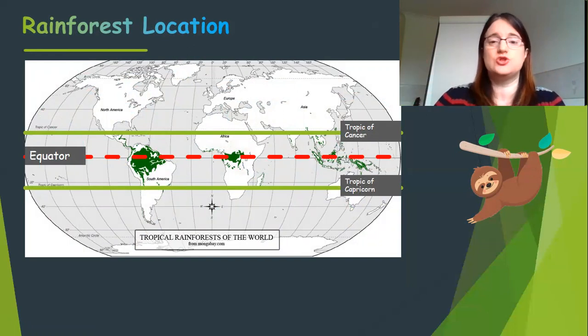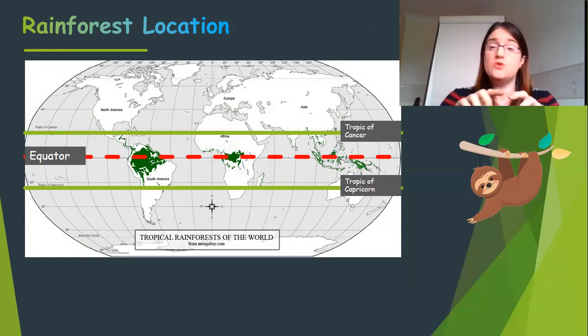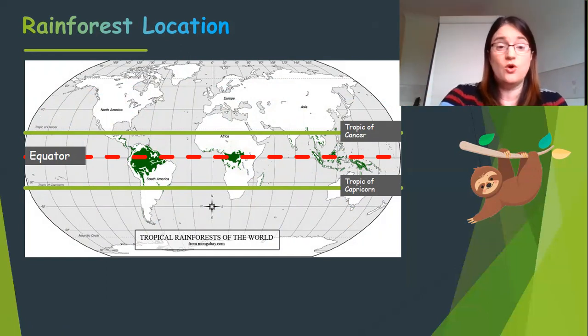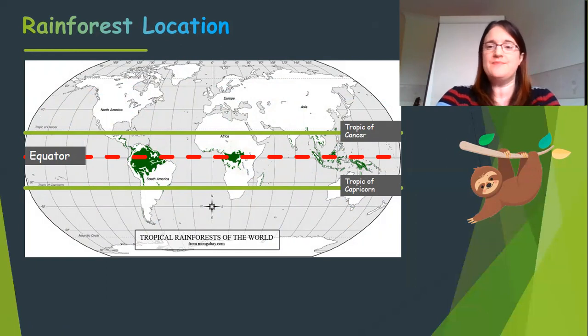And if we look at another map, you'll see there are some other lines that run round the world as well. One of them is called the Tropic of Cancer, and one of them is called the Tropic of Capricorn. And you can see all of the green patches, all of the rainforests, are between those two lines. And that zone is called the tropical zone. And the weather is very similar all the way round that zone. And we will look at the weather and the climate of that zone in tomorrow's lesson.